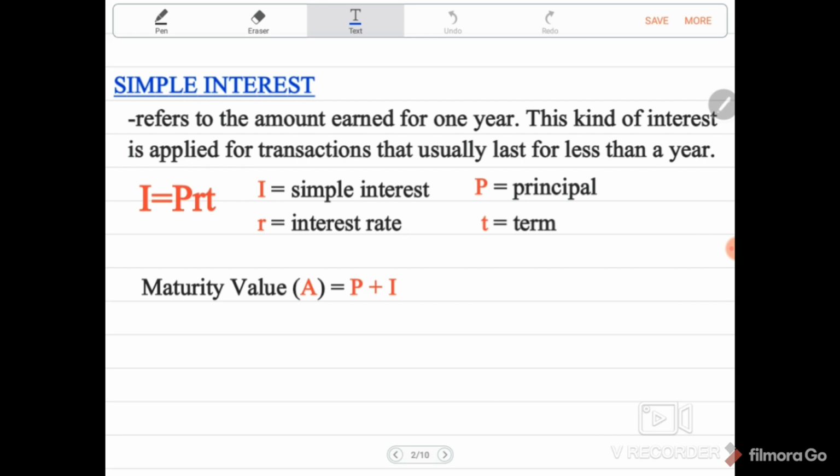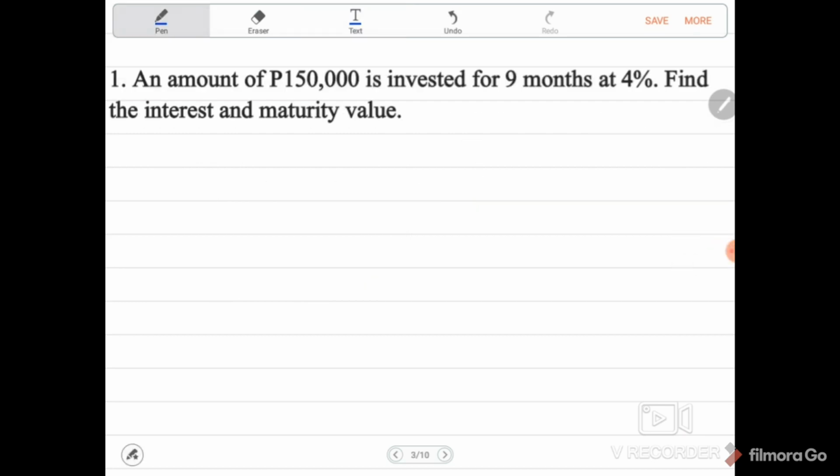Then we have the maturity value that is represented by A. So the formula will be P plus I. So P, that is the principal, plus the simple interest. Let us try to answer the following problems. Number 1. An amount of 150,000 pesos is invested for 9 months at 4%. Find the interest and maturity value.